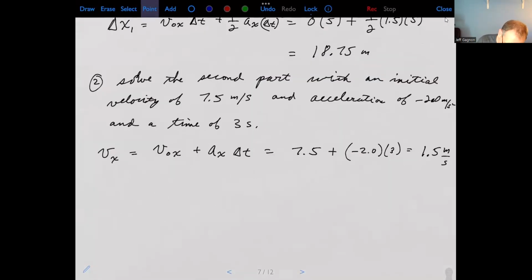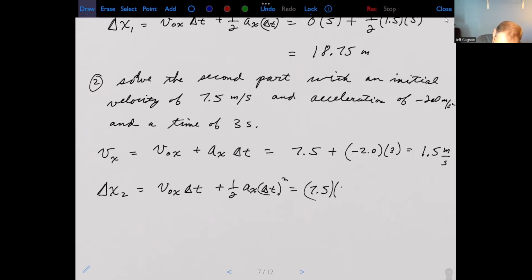So delta x2 here, it's going to be that standard equation, v naught x delta t plus 1/2 ax delta t squared. So this is going to be 7.5 times 3 plus 1/2 times minus 2 times 3 squared. And that turns out to be 13.5 meters.